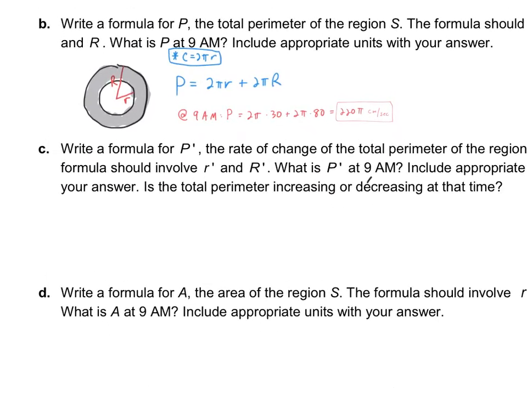Okay, for P prime, we're going to take the derivative of this equation with P. So we'll go one term at a time. The derivative of P is P prime. When you take the derivative of a constant times the variable, 2 pi is the constant, so we'll just rewrite it. And the derivative of little r is little r prime.